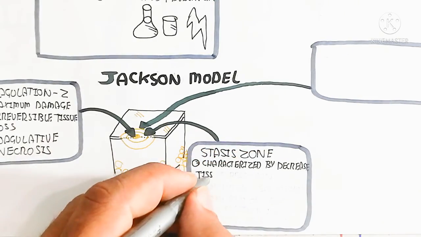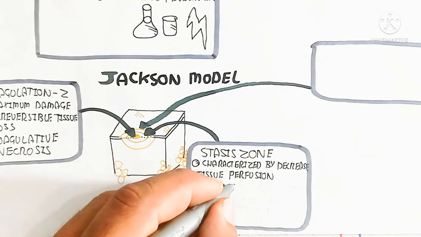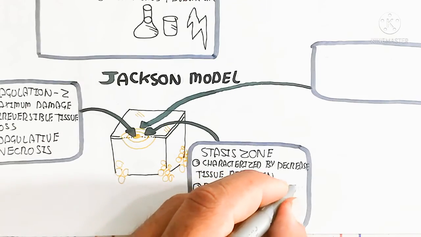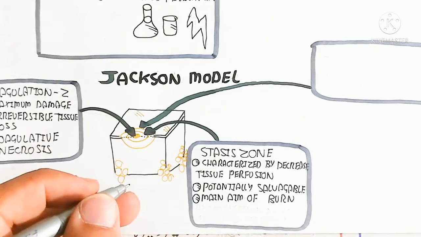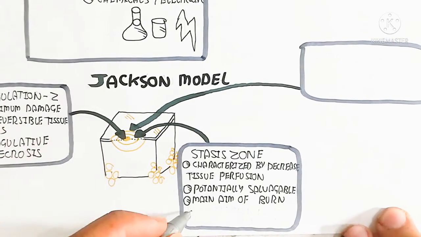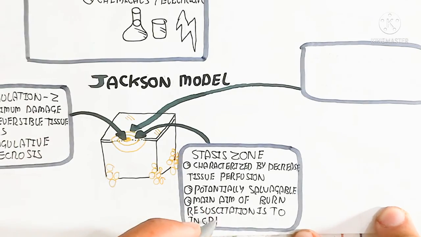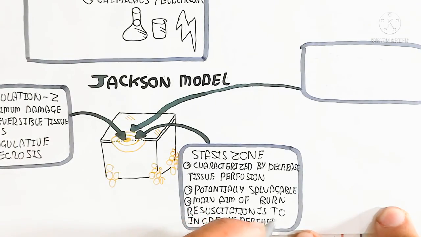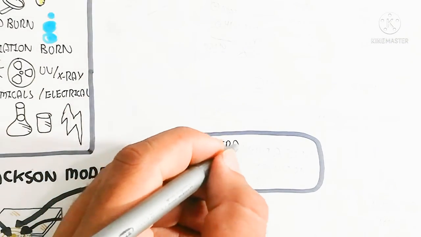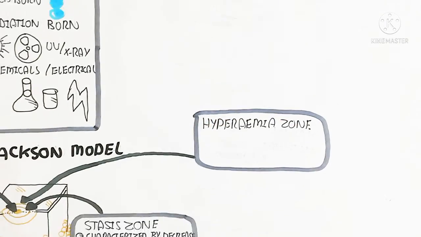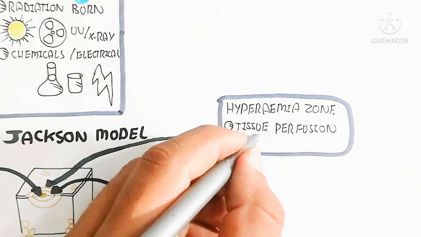The stasis zone is the second one, characterized by decreased tissue perfusion and potentially salvageable tissue. The main aim of burn resuscitation is to increase the perfusion. In this way, different measures can increase perfusion so that the tissue becomes reversible again. Then there is the hyperemia zone. This hyperemia zone is the outermost, and the tissue perfusion is increased, leading to reversibility again.